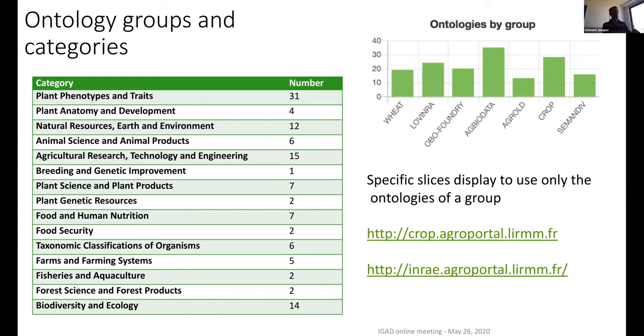So we group those ontologies in formal groups, and you can also access a part of the portal through what we call a slice. So if you want to see only the ontologies in the crop ontology project, then you can go to the crop.agroportal.lirmm.fr URL, and you'll get only a portal that will show you the content of that group. And that will be available for all the services in the portal, including search, annotation, recommendation, etc.